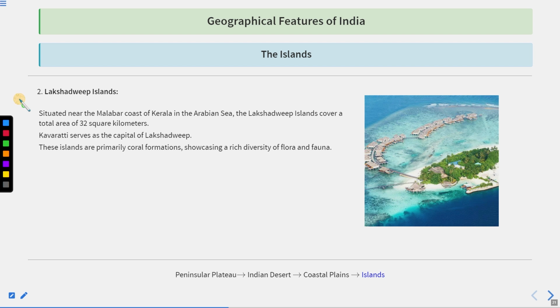Then comes the Lakshadweep Islands. This is situated near the Malabar coast of Kerala in the Arabian Sea in the western part. The Lakshadweep Islands cover a total area of 32 square kilometers. Kavaratti is their capital, and these islands are primarily coral formations, showcasing a rich diversity of flora and fauna.